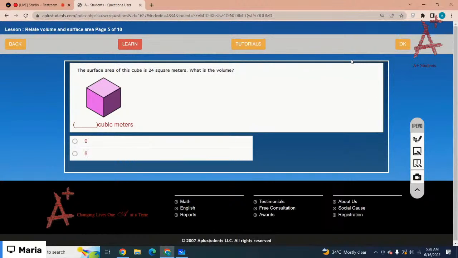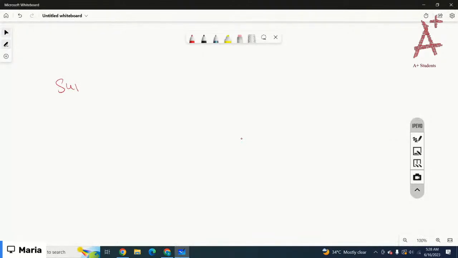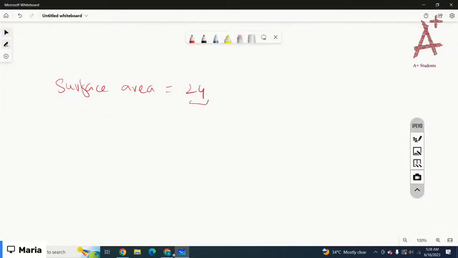Okay, now you are given the surface area. The surface area of the cube is 24. What is the volume? You are given the surface area, that is 24. You have to calculate the volume. Got it? We know that this is the area of 6 faces. 6 times s equals 24. Divide both sides by 6. 6 times 4 is 24. Got it? That means 4 is the area of one face.